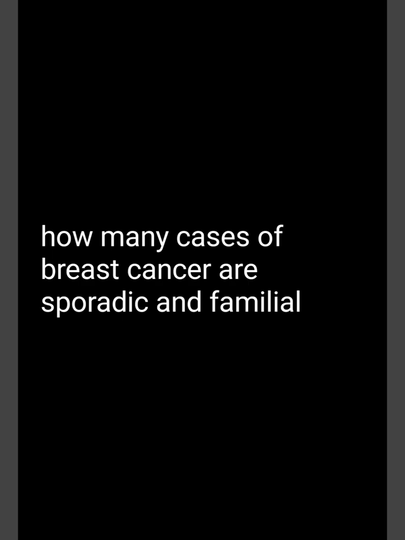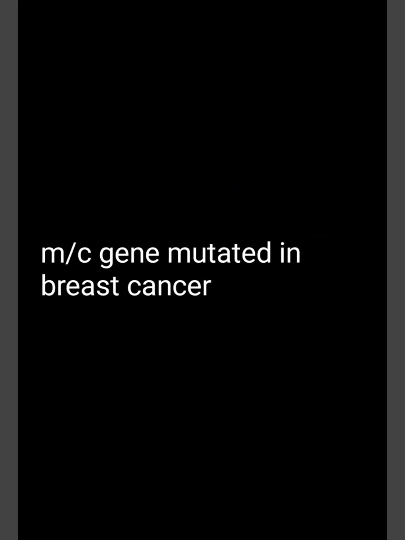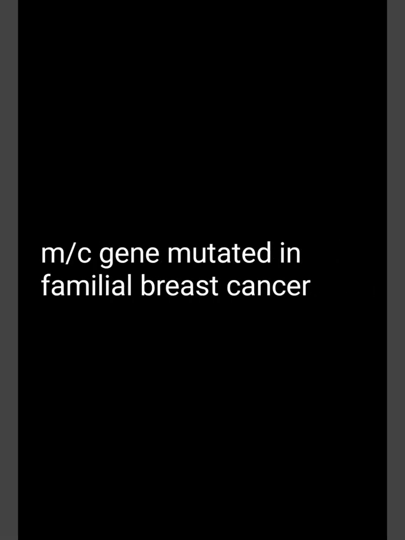How many times does low-dose OCP increase risk of breast cancer? They don't. How many cases of breast cancer are sporadic and familial? 10% familial, 90% sporadic. MC gene mutated in breast cancer: P53. MC gene mutated in familial breast cancer: BRCA1.